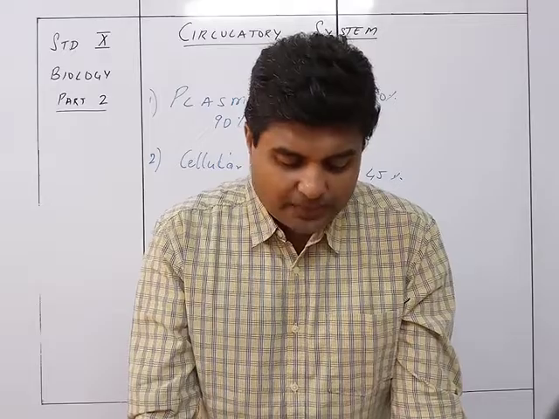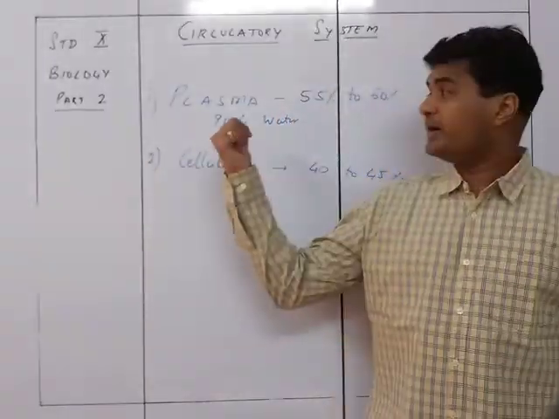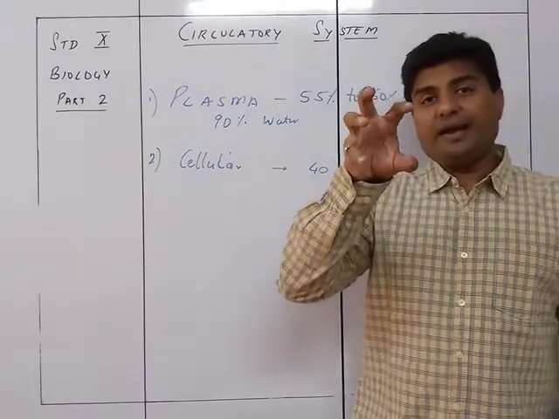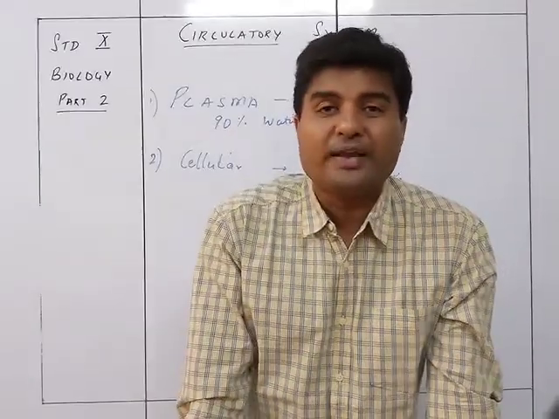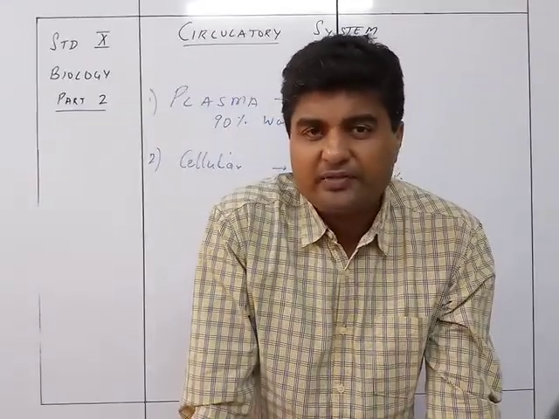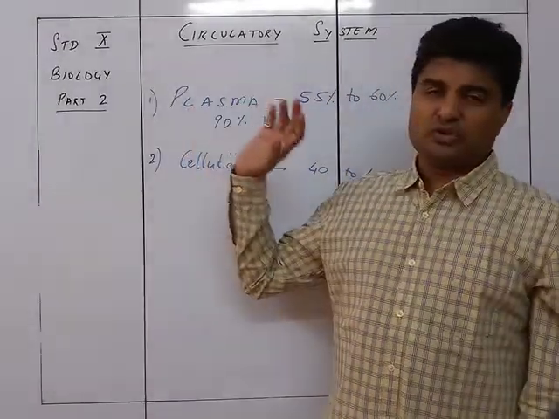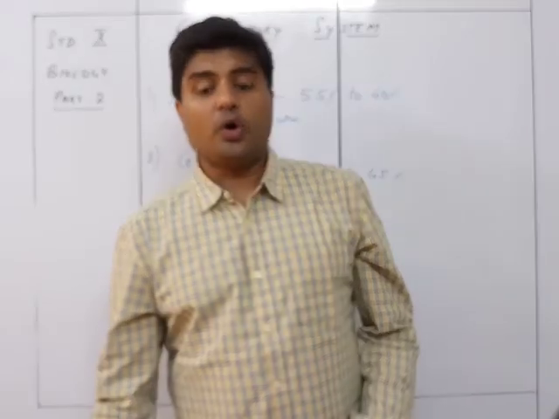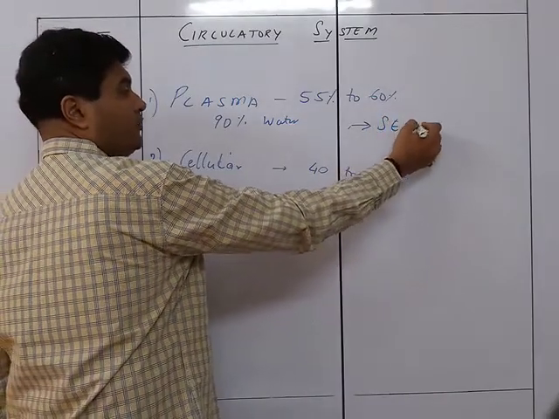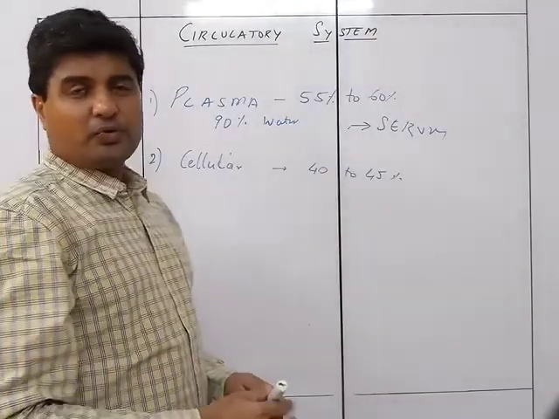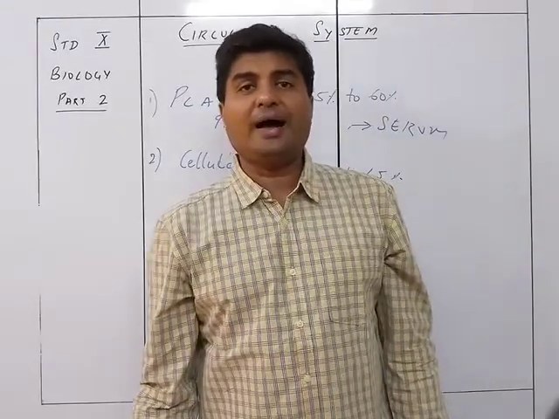The plasma from which the protein fibrinogen has been removed is called serum. So if the fibrinogen protein is removed from the plasma, then what remains is called serum. Serum is the blood plasma from which the fibrinogen has been removed.